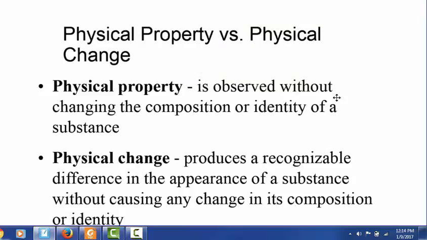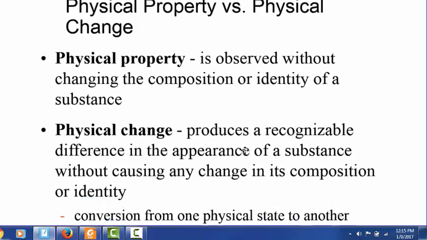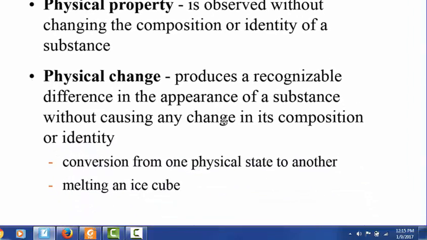Properties can be classified as physical or chemical, and physical properties and physical changes go hand in hand, just as physical or chemical properties and chemical changes go hand in hand. A physical property can be observed without changing the composition or identity of a substance, and a physical change is one where there is some recognizable difference in the appearance, however, its composition was not changed.